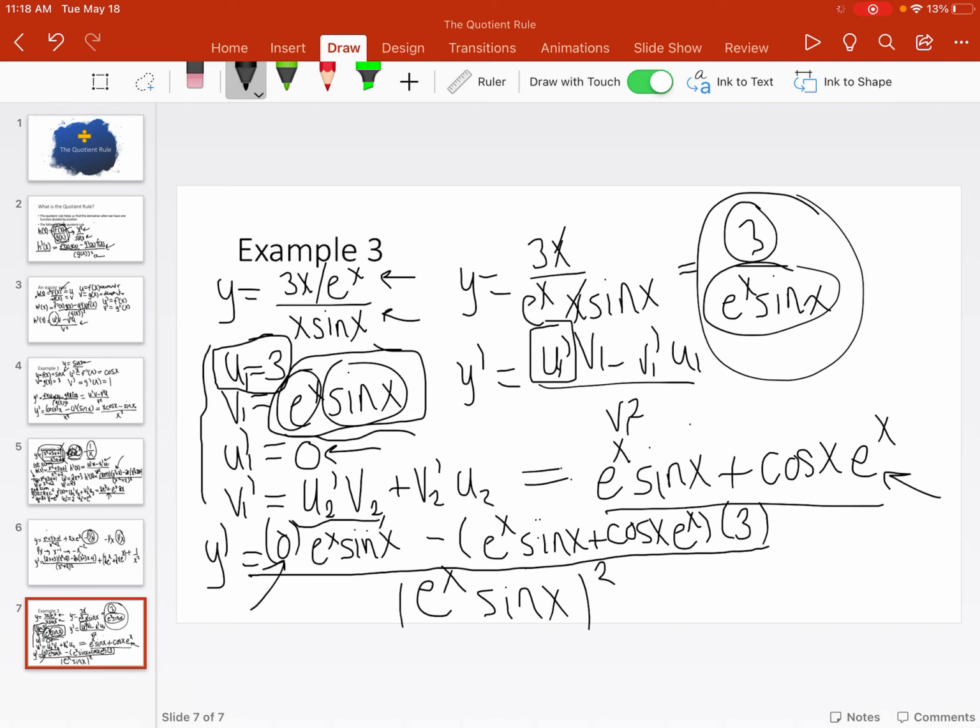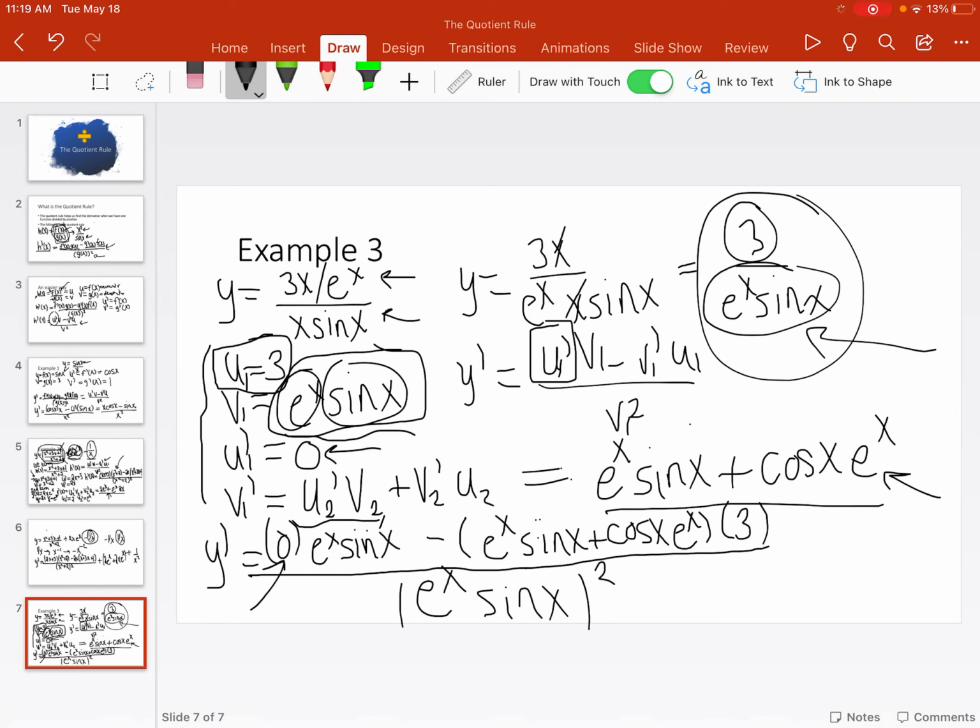So here we identified right at the start that we had a function divided by a function, so we used the quotient rule. And then within that, we came across a situation where we had a function times a function. The denominator right here is a function times a function and we needed to break that down and find its derivative, and to do that we needed to use the product rule.